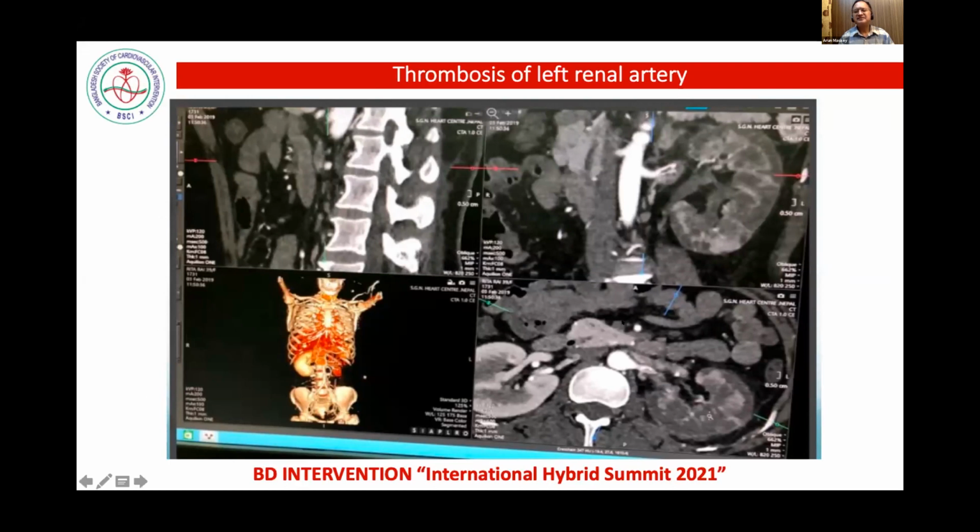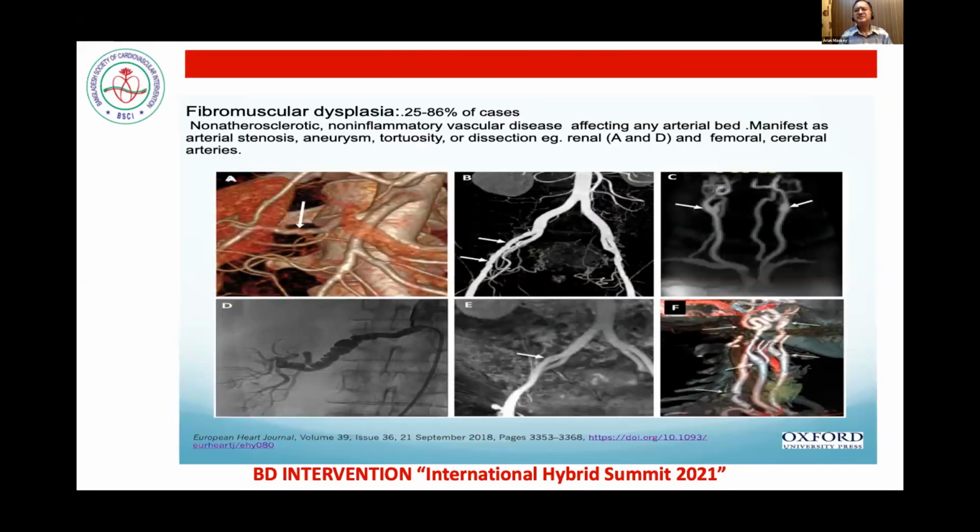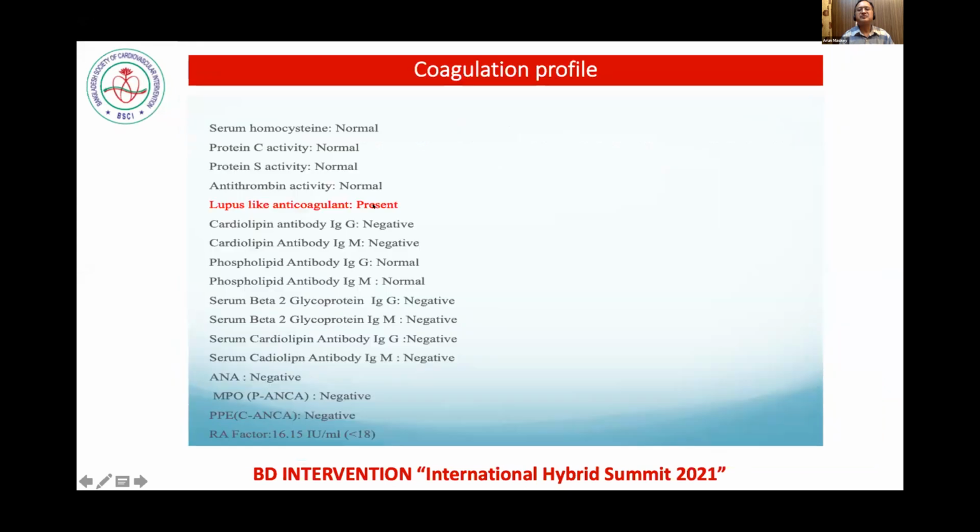What is found here is the left renal artery thrombosis in this lady. In a patient with SCAD, they are associated with fibromuscular dysplasia. In 25 to 80% of cases, they have fibromuscular dysplasia. Fibromuscular dysplasia is a non-atherosclerotic, non-inflammatory vascular lesion. They affect the arterial beds, which can occur as stenosis, aneurysm, tortuosity, or dissections, and they involve renal, femoral, and cerebral arteries. Here, cerebral and femoral arteries were normal, but there was a left renal artery thrombosis.